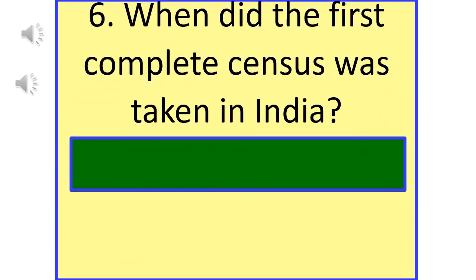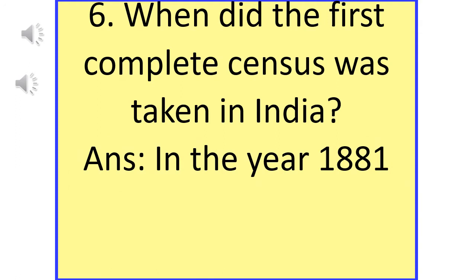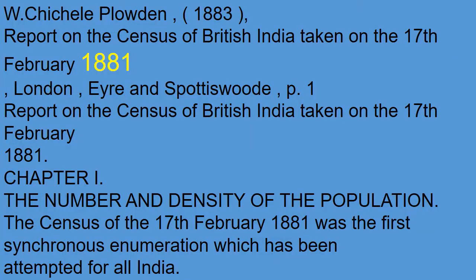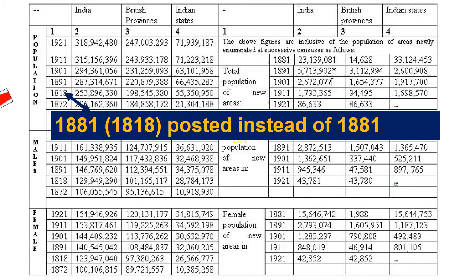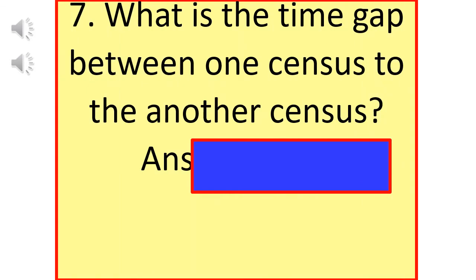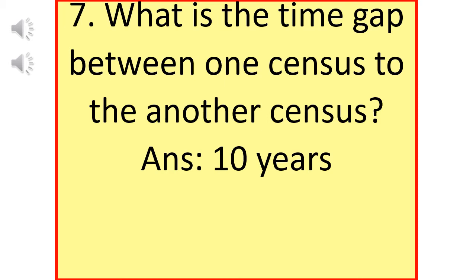When was the first complete census taken in India? In the year 1881. Report on the census of British India taken on the 17th February 1881. Image. What is the time gap between one census and another census? 10 years.